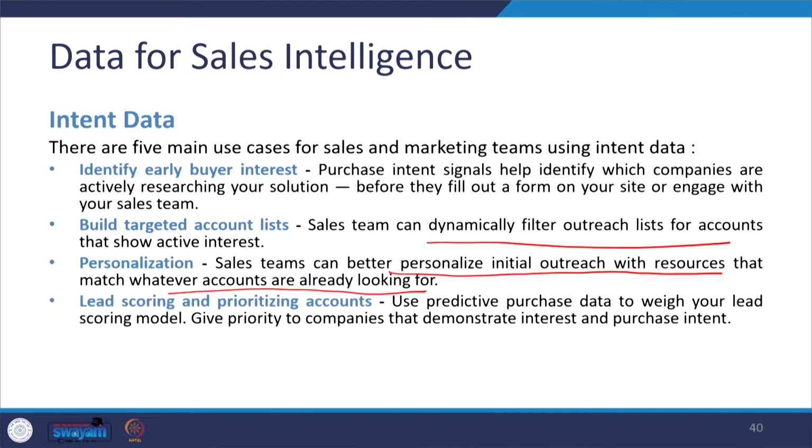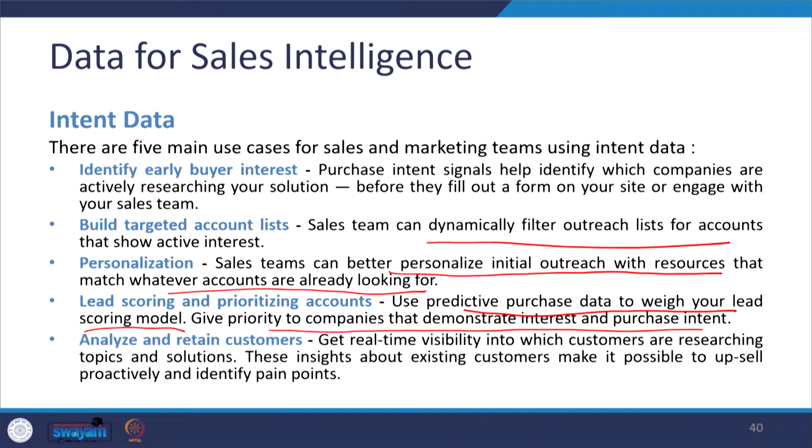Then lead scoring and prioritizing accounts, that's where intent data also helps us. We use predictive purchase data to weigh the lead scoring model and give priority to companies that demonstrate interest and purchase intent. Even at this stage, for lead scoring, you have multiple leads coming from different sources, you can use what kind of intent data they show, and accordingly classify or prioritize leads in your approach. And finally, analyze and retain customers. Intent data can also give you real-time visibility into customers who are researching topics and solutions, and these insights make it possible to upsell or even cross-sell your offerings as well.